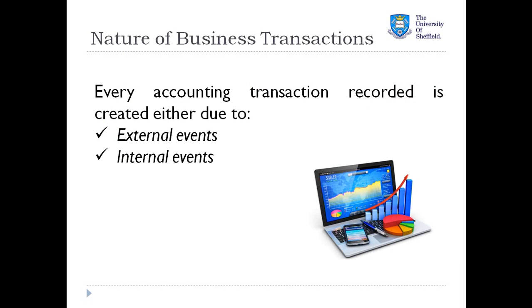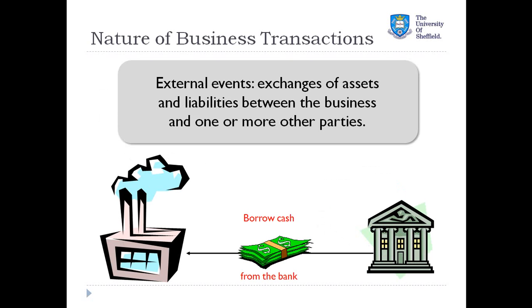Now, in order to introduce the concept of recording the various accounting transactions, we have to explain how these transactions are created. They are created either due to external events or internal events. We might have external events which have to do with exchanges of assets and liabilities between the business and one or more other parties. For example, we borrow cash from the bank. So here we have an exchange, or we actually pay some of our cash in order to acquire some raw material, some supplies from our suppliers, and so on and so forth.